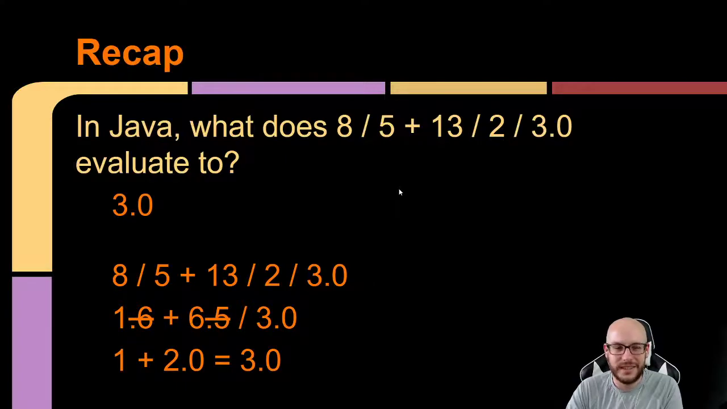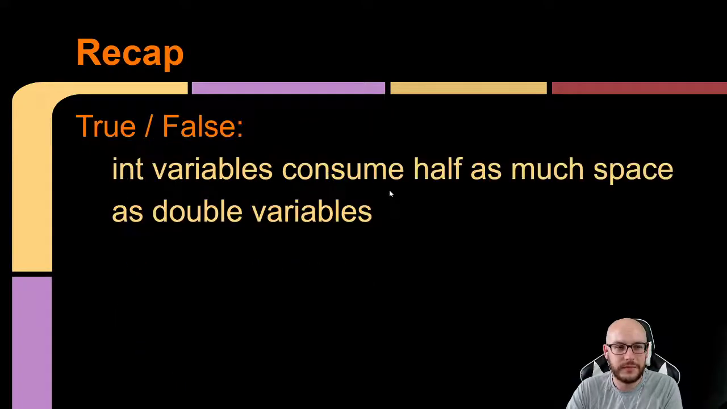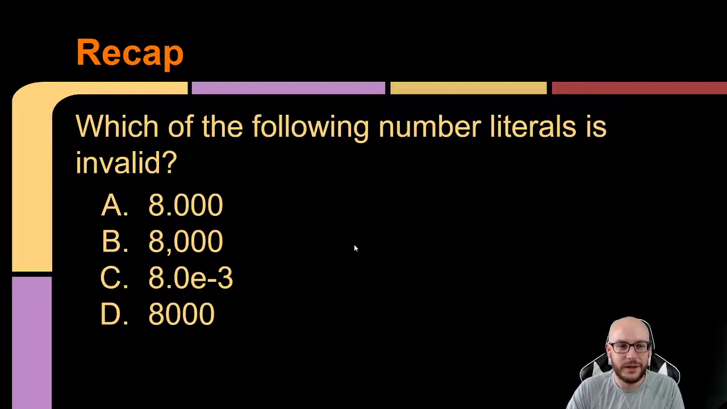Again, that's a test question if I've ever seen one. True or false? Int variables consume half as much space as double variables. This is true. We're going to learn at a later date the exact amount, but right now, just know that double consume twice as much space. That's not why they're called double, but there you go.